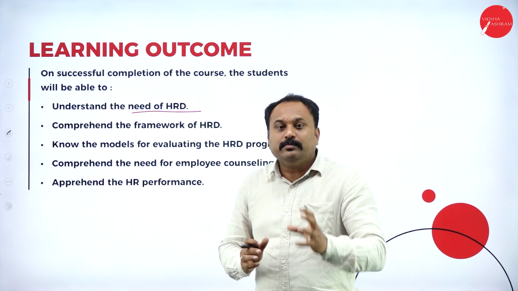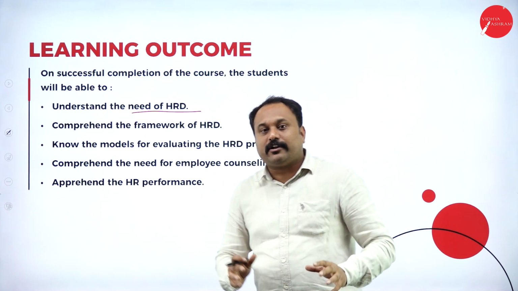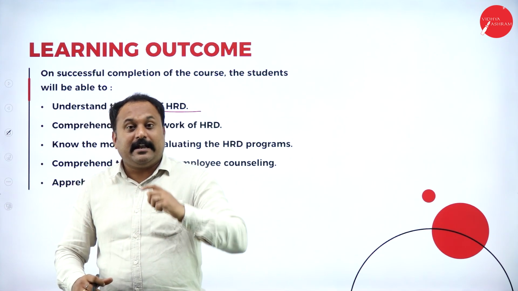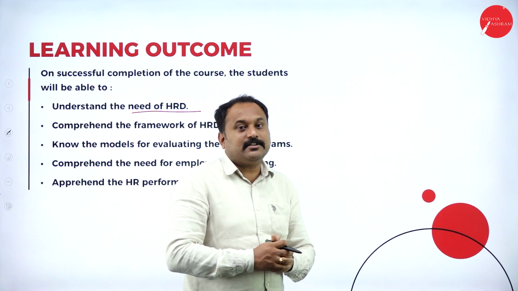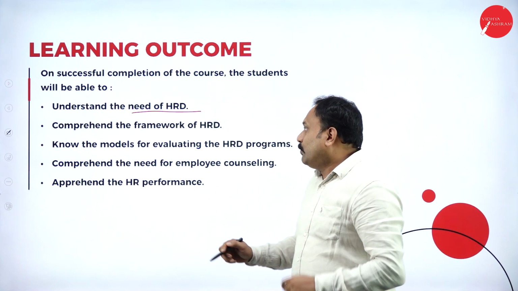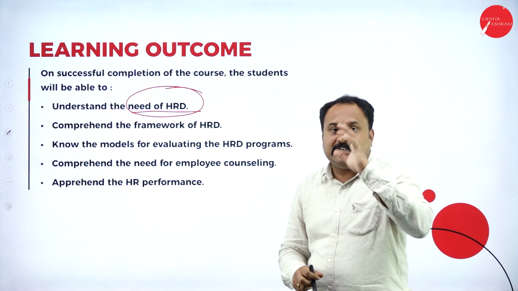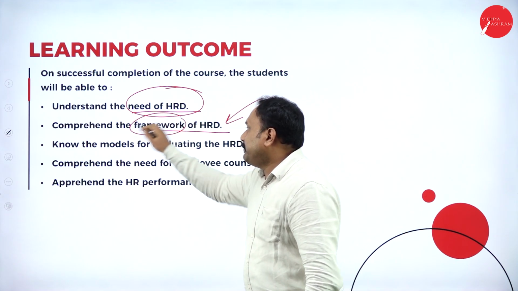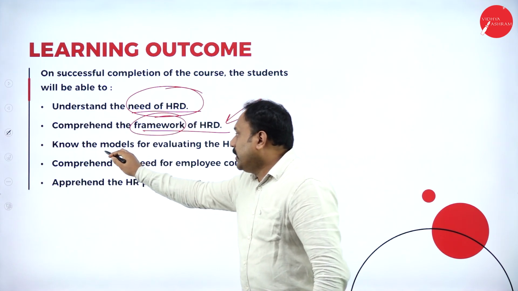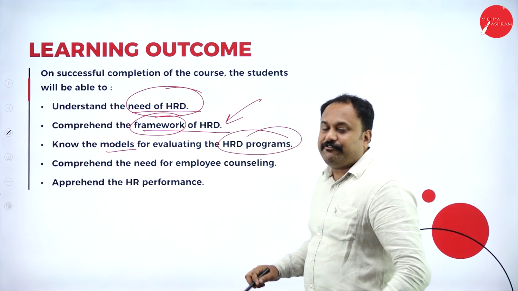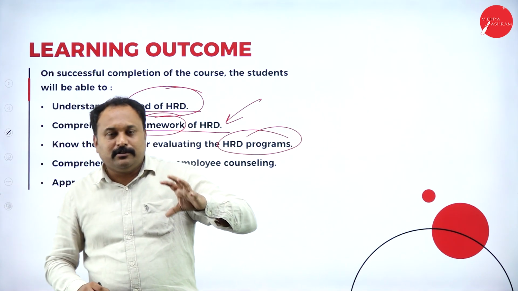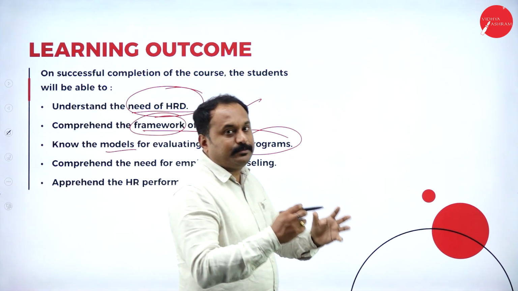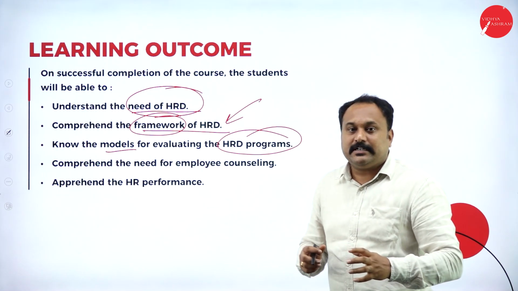So that's the reason human is the scarcest resource in any organization. You need to plan for them, which is called human resource planning, and after that you are supposed to develop them. That is the reason it is called human resource development. So we will understand the need of HRD in this entire syllabus. Then comprehend the framework of HRD, how the framework happens in HRD. Next is the model for evaluating the HRD program. There are various models here, students. You need to know which model suits which type of employment, so you are supposed to group them in each module.